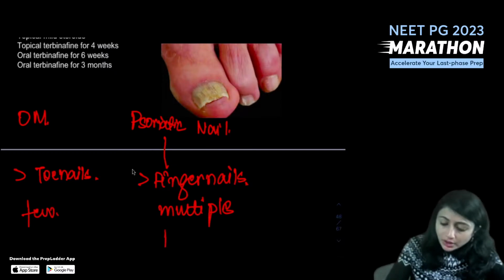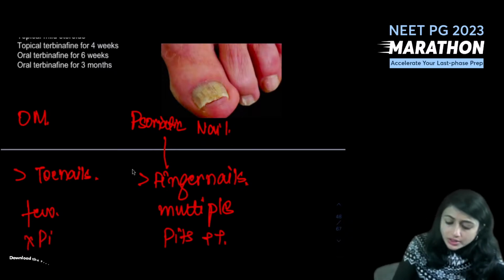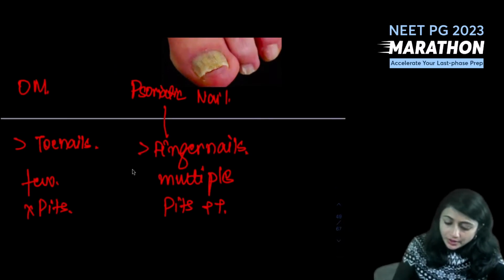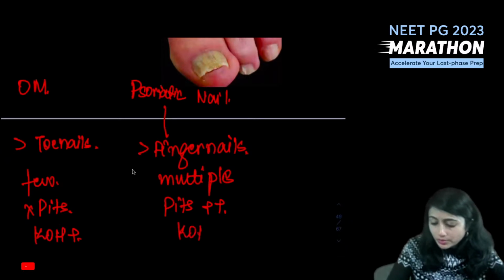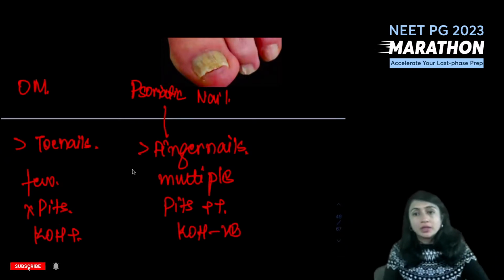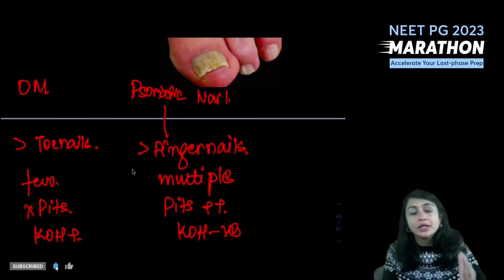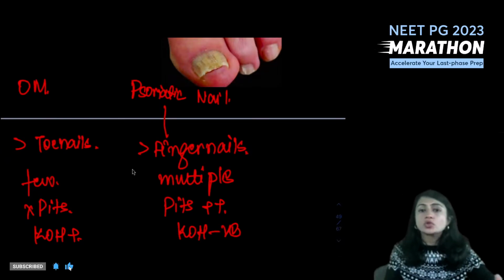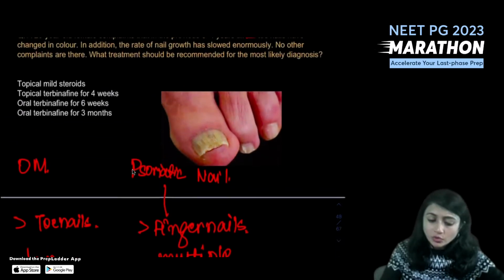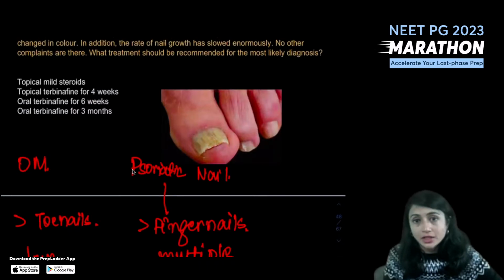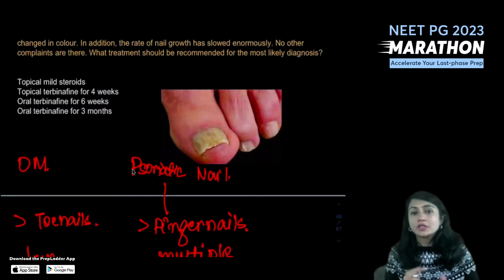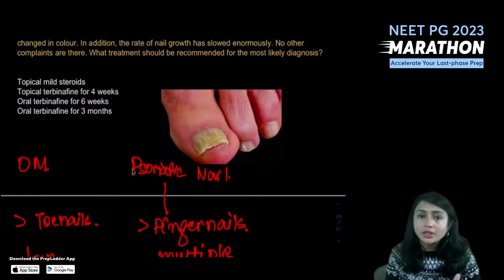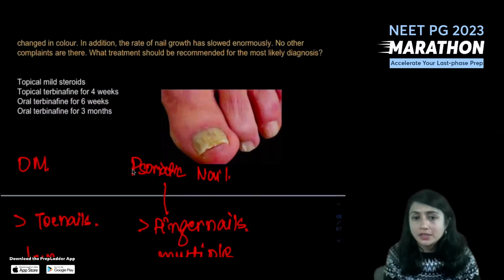The third important thing: here you will see pits. Here you will not see pits. Here KOH will be positive and here KOH will be negative. So any of this can be given to help you identify whether it is onychomycosis or a psoriatic nail. But here what have they given you? Just a discoloration which has slowed the nail growth and no other findings.